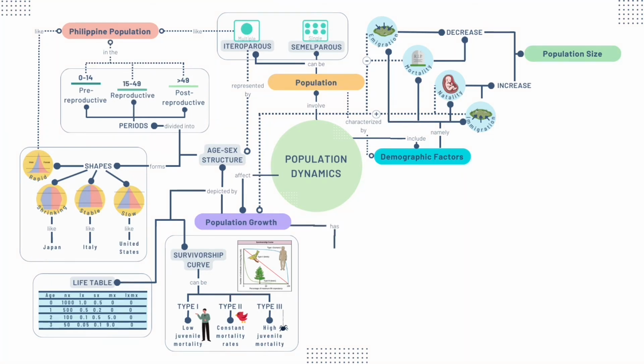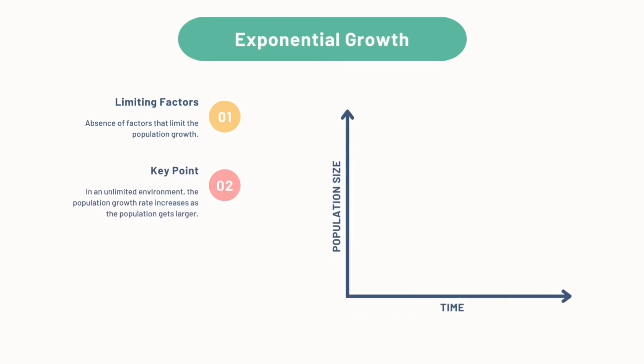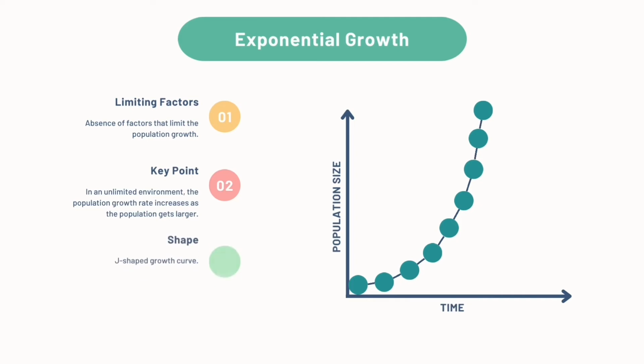Additionally, ecologists see the idea of population growth through mathematical models, where the information gathered is math-based, giving a clear and concise direction to develop accurate assumptions. Population growth can be depicted through the exponential growth model and the logistic growth model. The first population growth model is characterized by the absence of factors that limit population growth. The key point of this model is that in an unlimited environment, the population growth rate increases as the population gets larger, yielding a J-shaped growth curve.